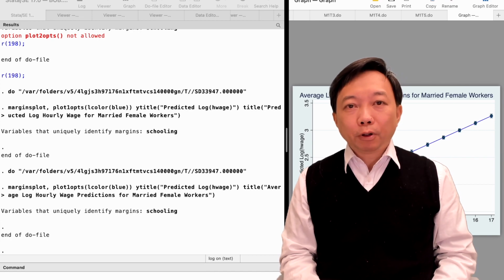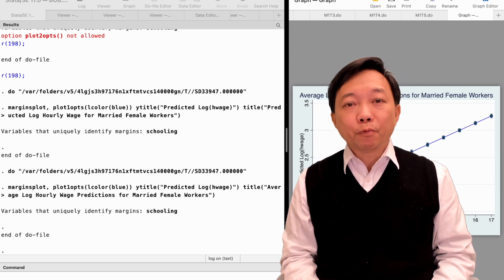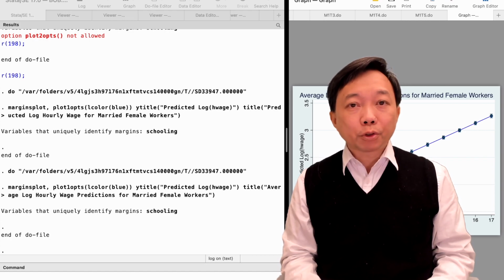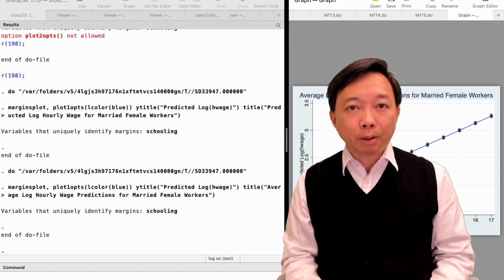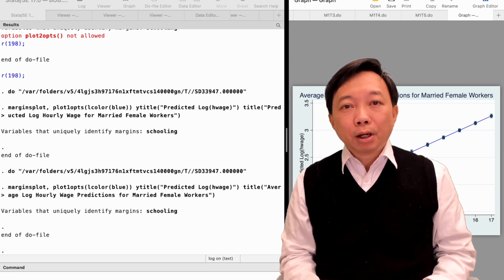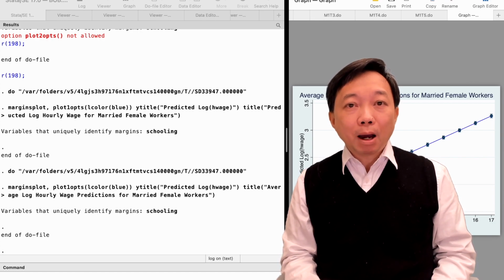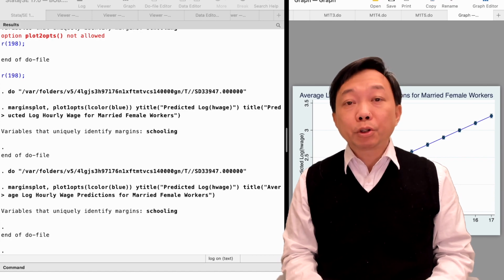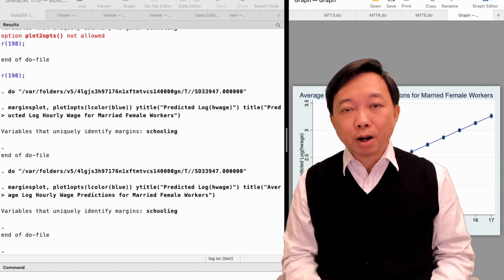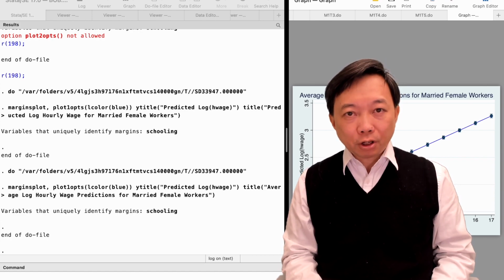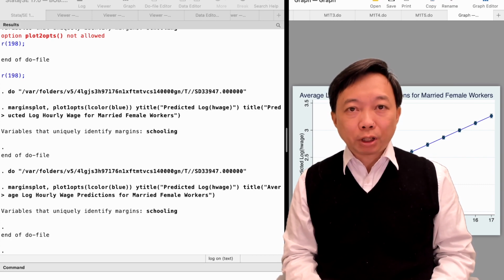Today, we have learned to transform the outcome variable to the logarithmic functional form to solve the heteroskedasticity problem. We also used the margins and marginsplot commands to visualize the predictions of the outcome variables and find the patterns of the predictions against explanatory variables.